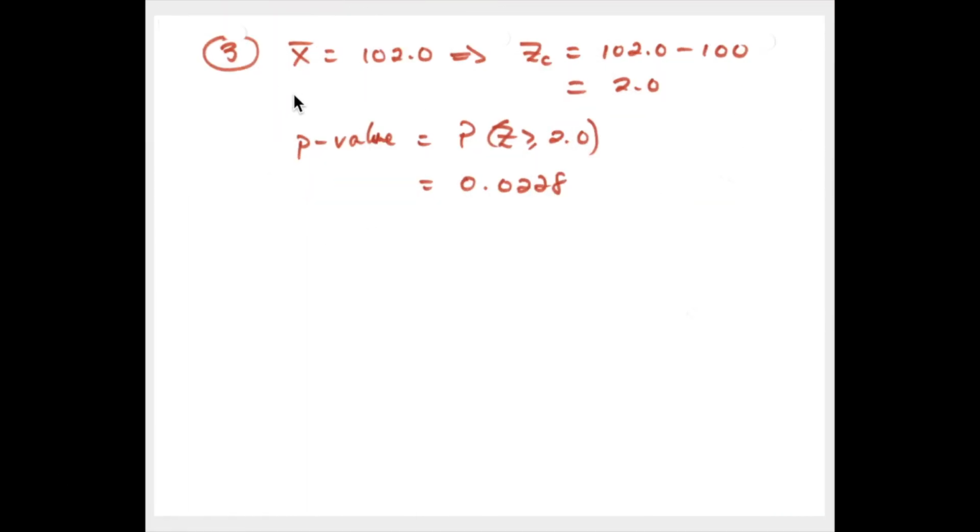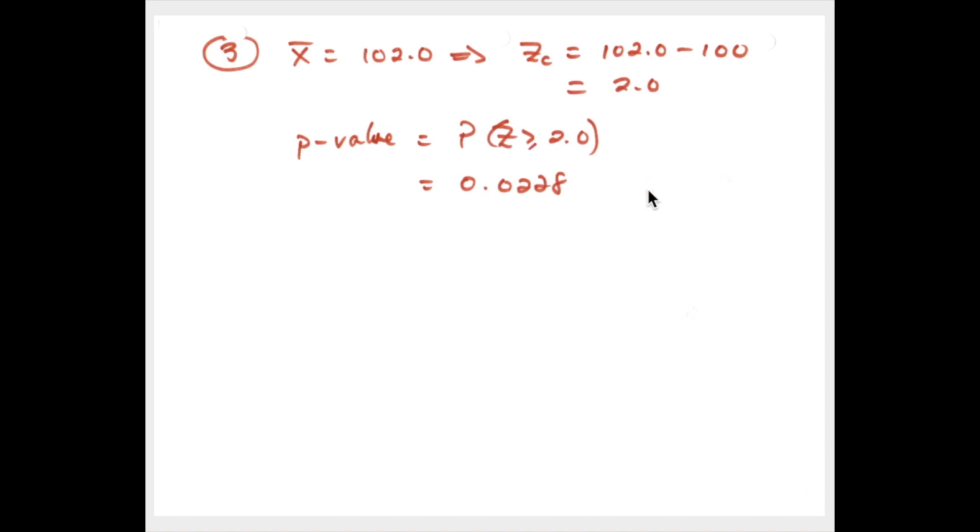Finally, if x bar is equal to 102, then z-calc is 2 units, and the p-value is therefore the probability that the standard normal random variable is greater than or equal to 2, and that is equal to 0.0228. Again, if we're using a 0.05 level of significance, since 0.0228 is less than or equal to 0.05, in this case we would reject the null hypothesis.